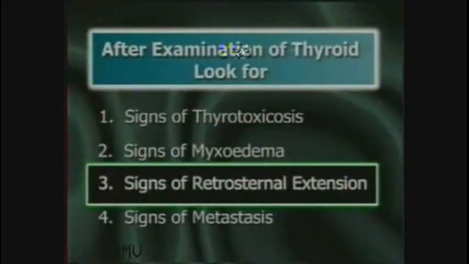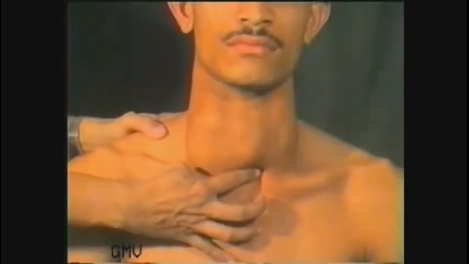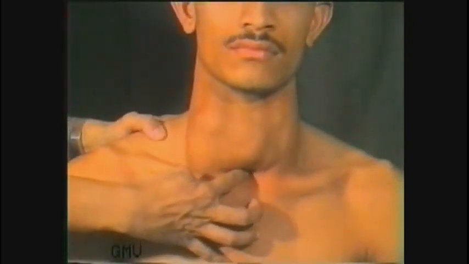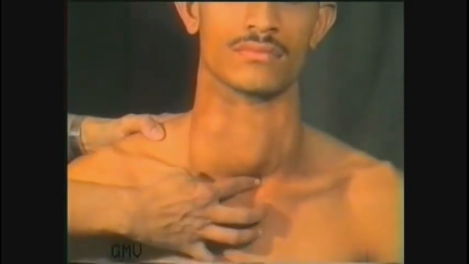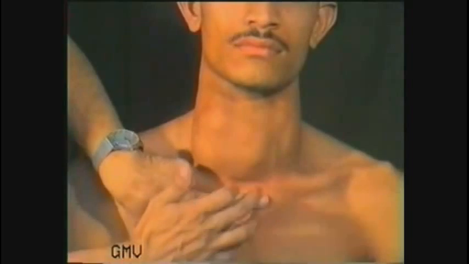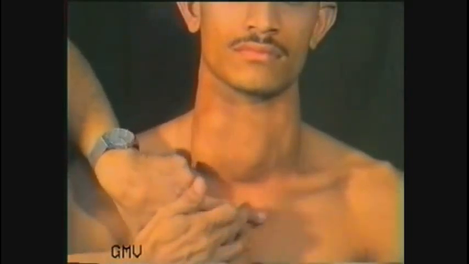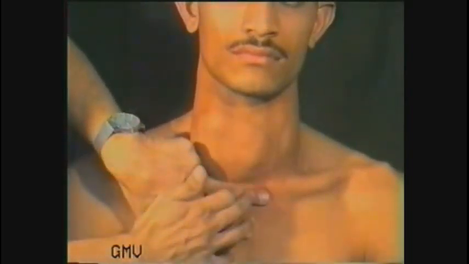Now we look for the signs of retrosternal extension. Inspect the upper chest, neck and face for dilated veins, congestion and puffiness, which result from pressure on the internal jugular veins at the thoracic inlet. Palpate the tracheal rings in the suprasternal notch. Inability to palpate the rings suggests a retrosternal goiter. Then percuss over the manubrium sterni. A dull note instead of the normal resonant note suggests the presence of a retrosternal goiter.